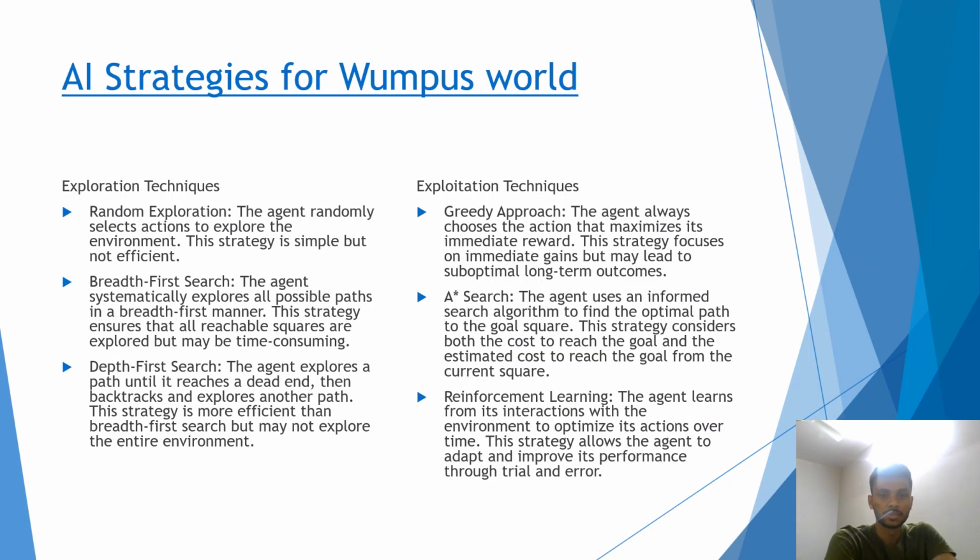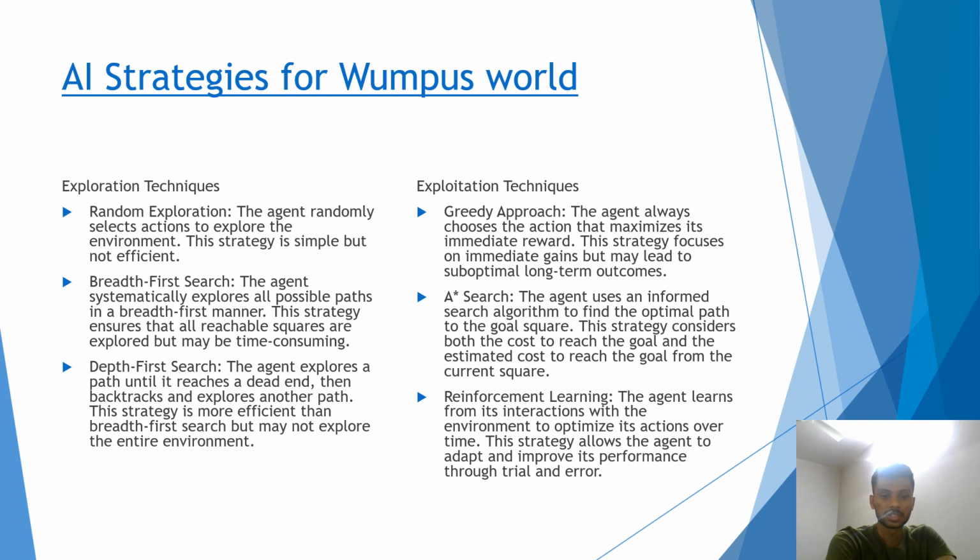AI strategies for Wumpus World. Exploration techniques. Random exploration. The agent randomly selects actions to explore the environment. This strategy is simple but not efficient. Breadth first search. The agent systematically explores all possible paths in a breadth first manner. The strategy ensures that all reachable squares are explored but may be time consuming.